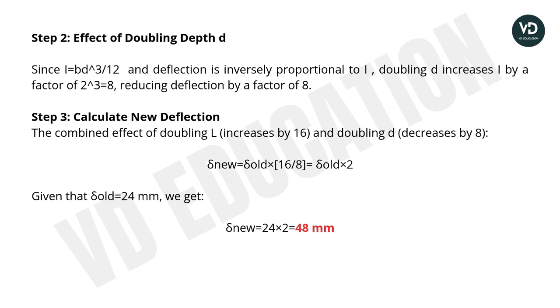Next, step 3, calculate the new deflection. The combined effect of doubling L increases by 16 and doubling D decreases by 8. So the new deflection will be the old deflection times 16 by 8, so old deflection times 2. Given the old deflection is 24 mm, we get the new deflection as 24 times 2, that will be 48 mm.